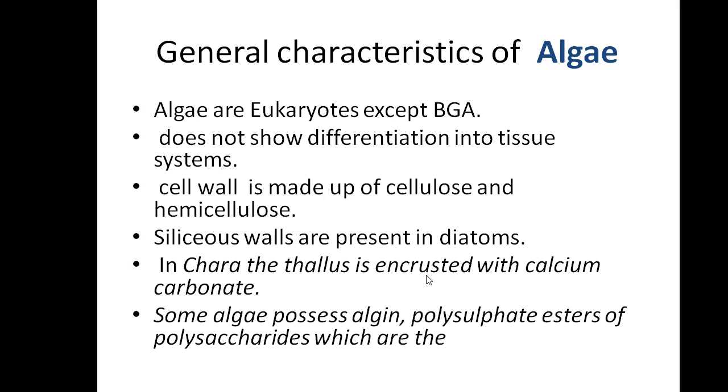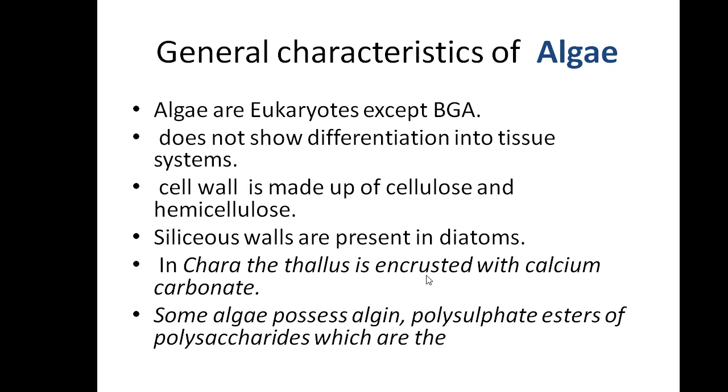There are unicellular algae and multicellular algae. Unicellular algae are Chlamydomonas and Chlorella. Multicellular organisms are like Spirogyra, Oedogonium and so on. Next, they do not show differentiation into a tissue system. If you take the algae body, it does not show any tissue system. Separate cells will not be there.